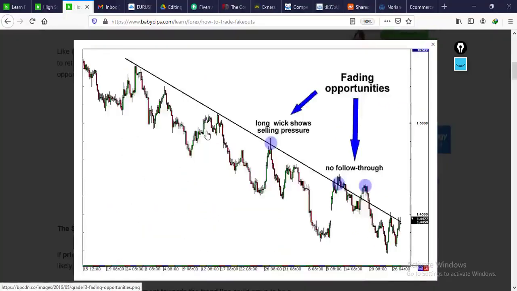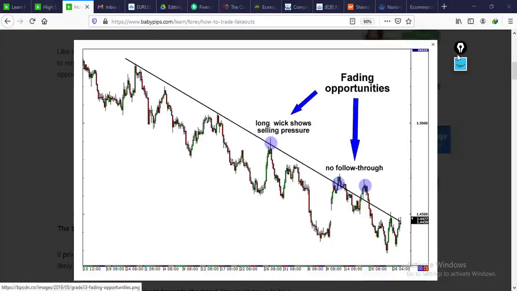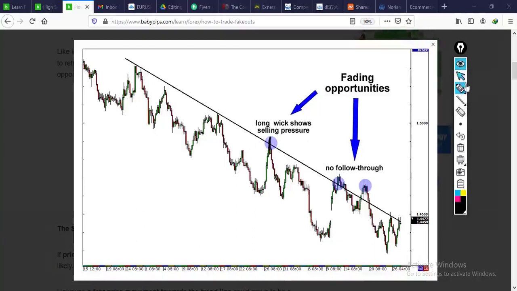Now look at the chart we have and see if you can spot the fakeout. Look at this candle here. It popped up, broke the trend line, but it did not continue up. This is the fakeout, and we can fade this trade by taking an entry somewhere here, and take profit here once a new low is created, okay?